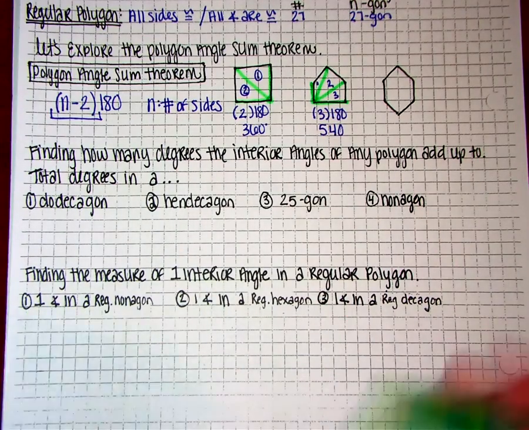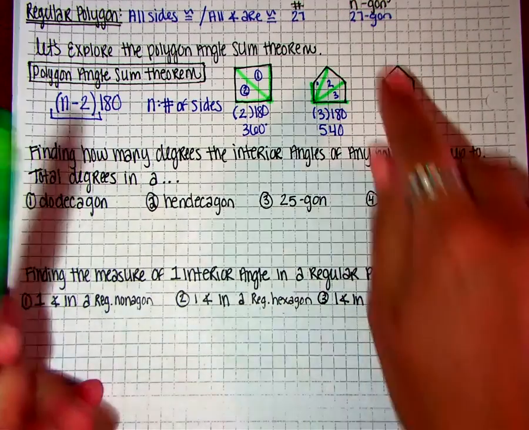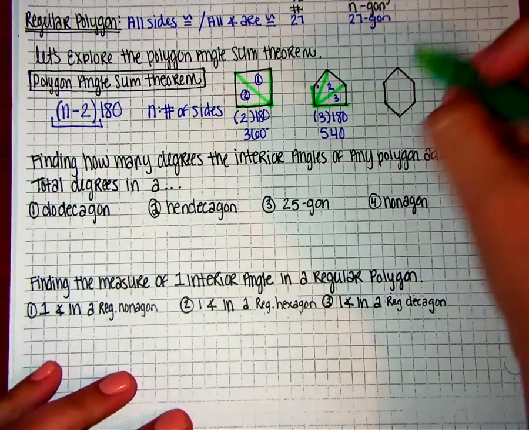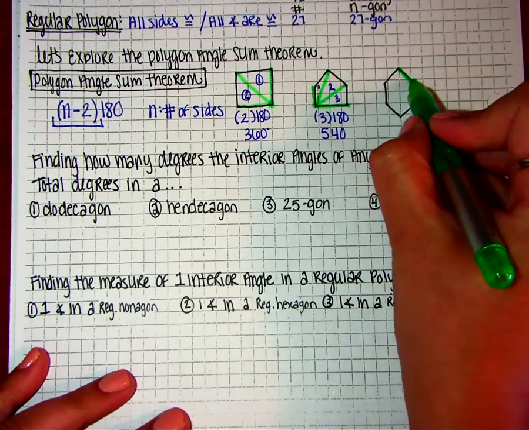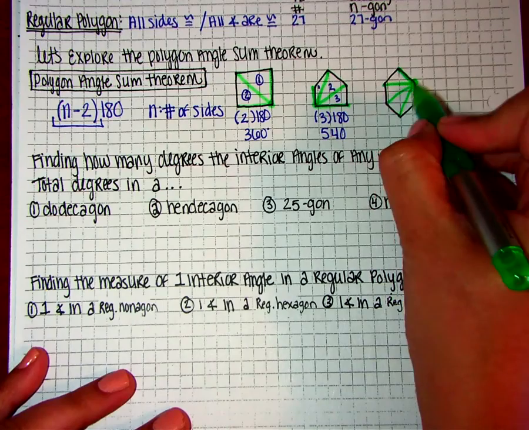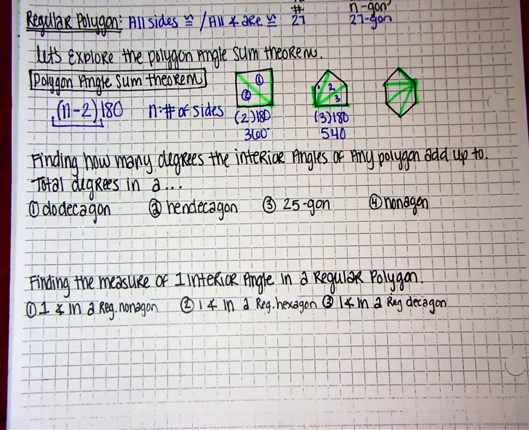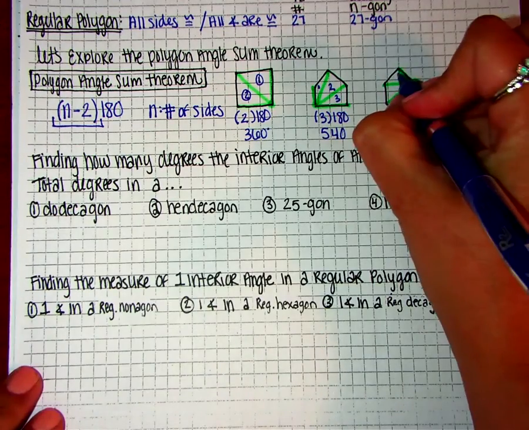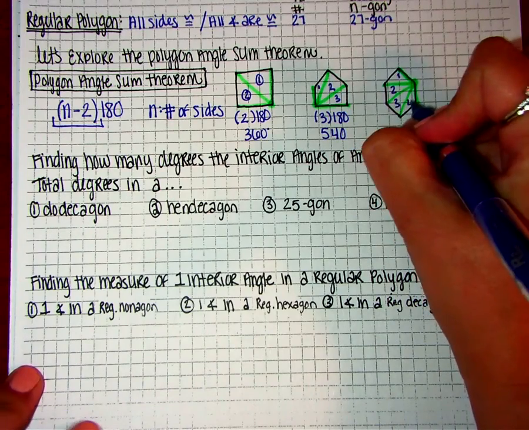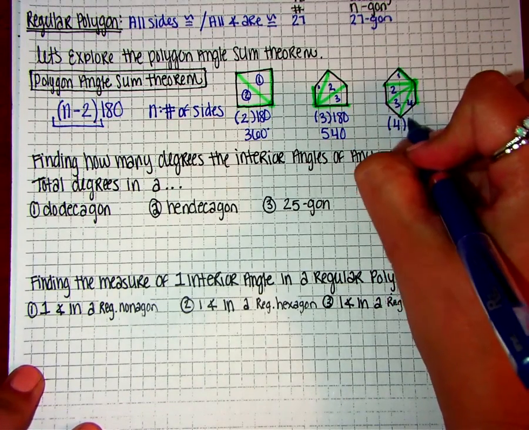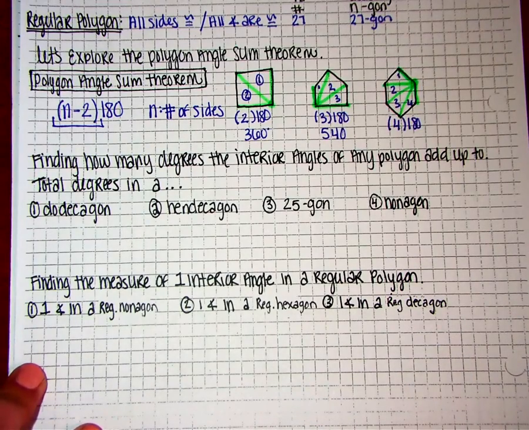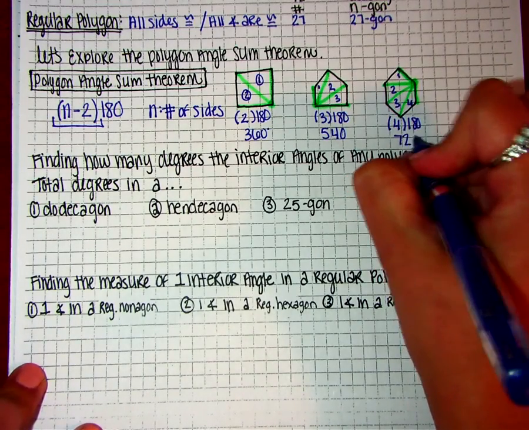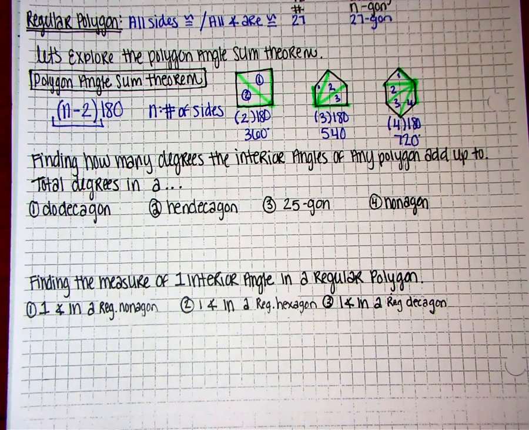Let's try one last one, a 6-sided figure, a hexagon. I'm going to pick any vertex I want. I'll pick this one. Draw lines to each other vertex. These are called diagonals. And then I'm going to count: 1, 2, 3, 4. So 4 triangles with 180 degrees each. 4 times 180 is 720. So every single 6-sided figure, a hexagon, adds up to 720 degrees.